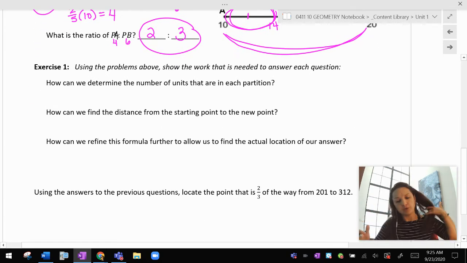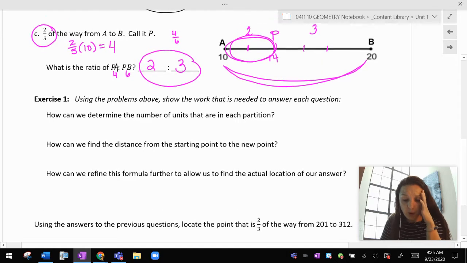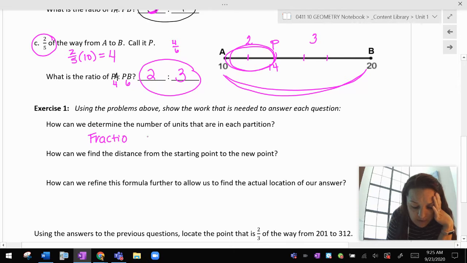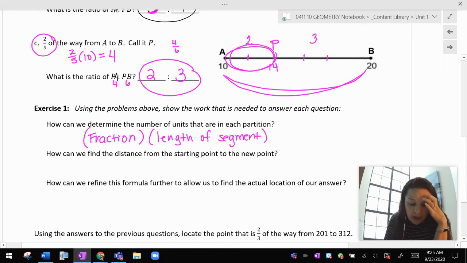Now, let's actually do some things here. Using the problems above, show the work that's needed to answer your question. How can we determine the number of units that are in each partition? We did the fraction times the length of the segment. How can we find the distance from the starting point to the new point? Well, that was the fraction times the length of the segment.